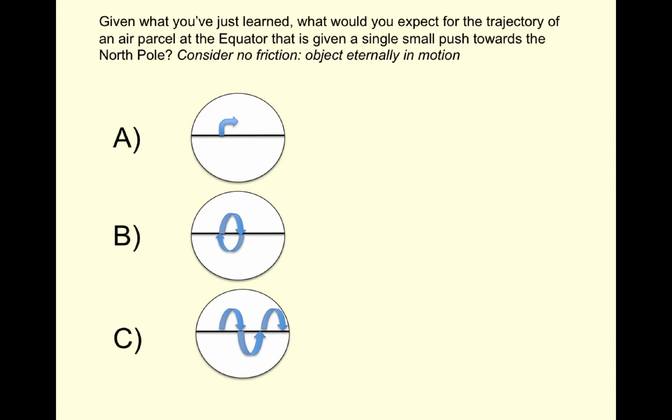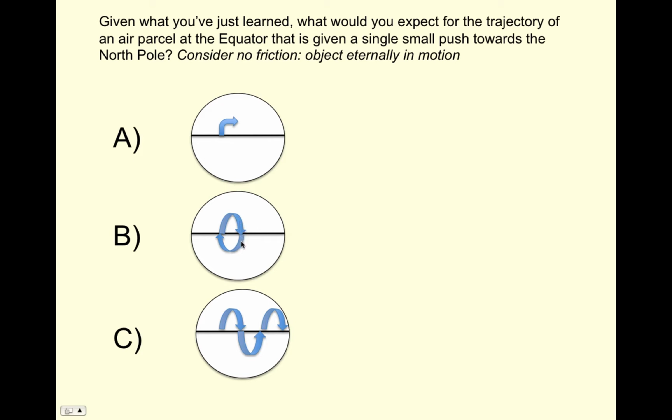Now, if we look at choice A, it might make sense initially because you know that objects will get turned to their right in the northern hemisphere, but it should be turned to the right always for all time. And we're saying this object's eternally in motion, so it cannot keep going in a straight line because Coriolis is always going to try to turn it to its right. Okay, so now we can look at point B here, and this makes more sense in the northern hemisphere because it continually turns the object, the air parcel, to its right as it goes around.